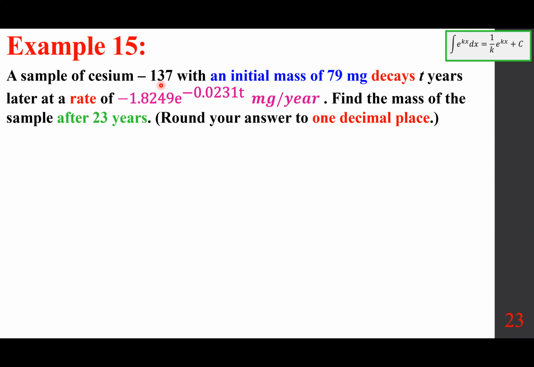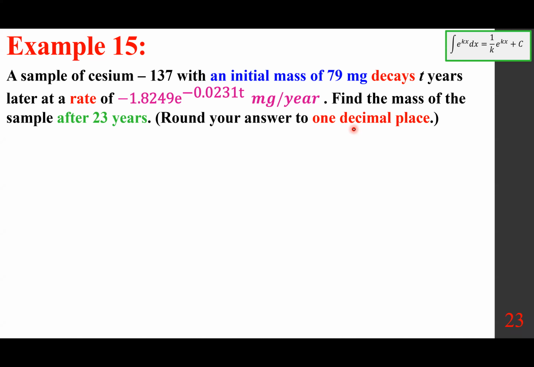A sample of cesium-137 with an initial mass of 79 milligrams decays t years later at a rate, this is the rate, of negative 1.8249 e to the power of negative 0.0231 t milligrams per year. Pay attention to this. Find the mass after 23 years, and they want us to round it to 1 decimal.